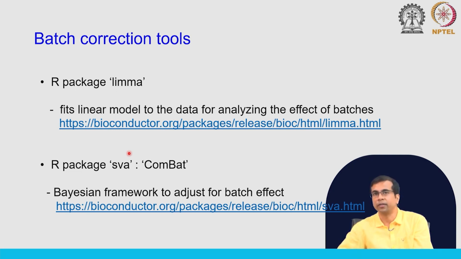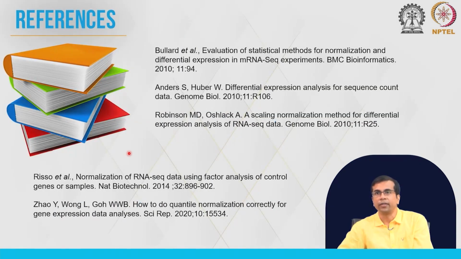And the second one is a function called ComBat, again correcting for batch effects. It uses a Bayesian framework to adjust for batch effects. I will not go into details, but if you are interested, of course, you can explore this more. Here are the references for this class.